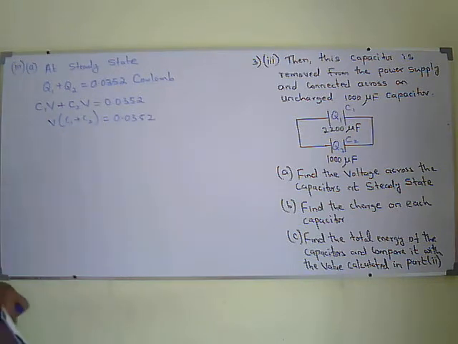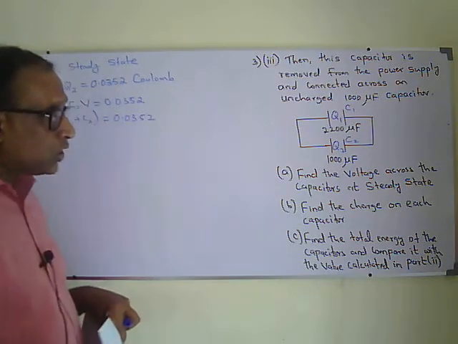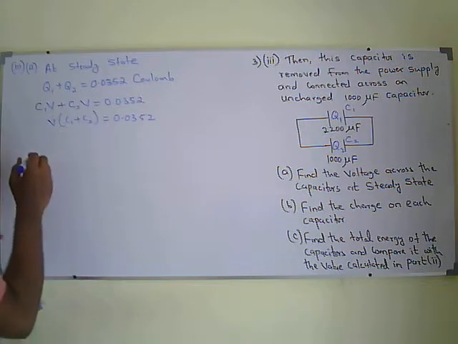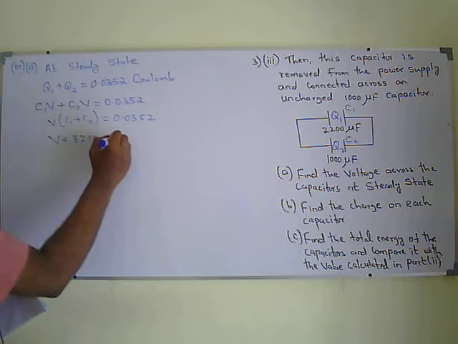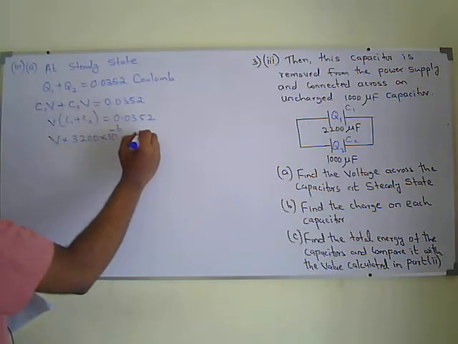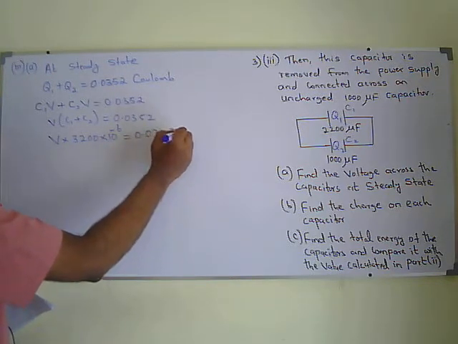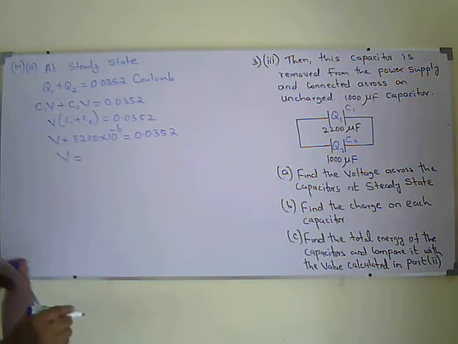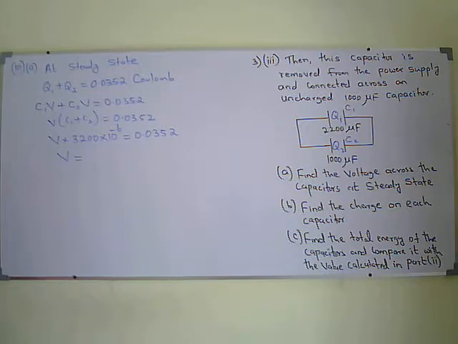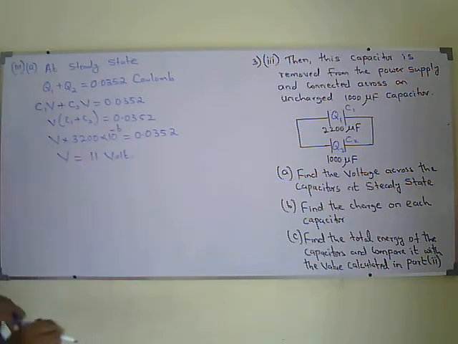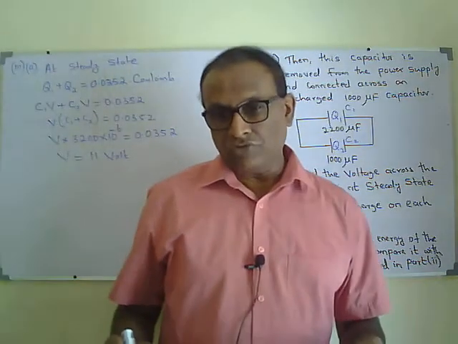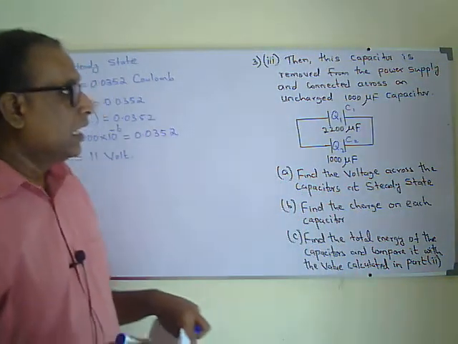Substitute C1 plus C2, 2200 plus 1000, that is 3200. So V times 3200 times 10 to the power minus 6 is equal to 0.0352. This will be the final steady voltage. Solve it, and you will get the answer: 11 volt. So 11 volt is the final steady voltage.